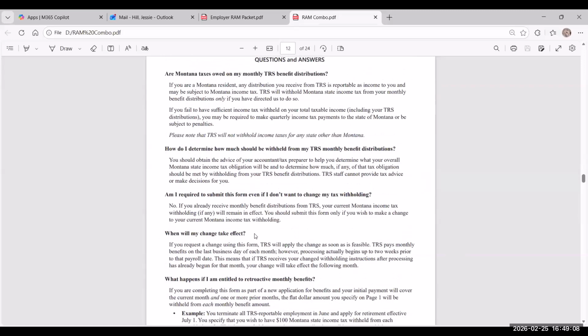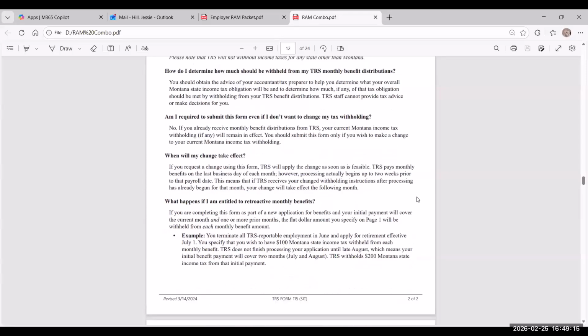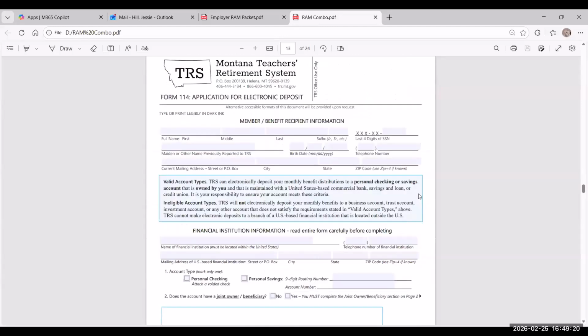And then this back side of the page is simply questions. Basically, what I went over is, definitely talk to a tax advisor is the main piece of advice there. So this next form in the packet is their application for electronic deposit.